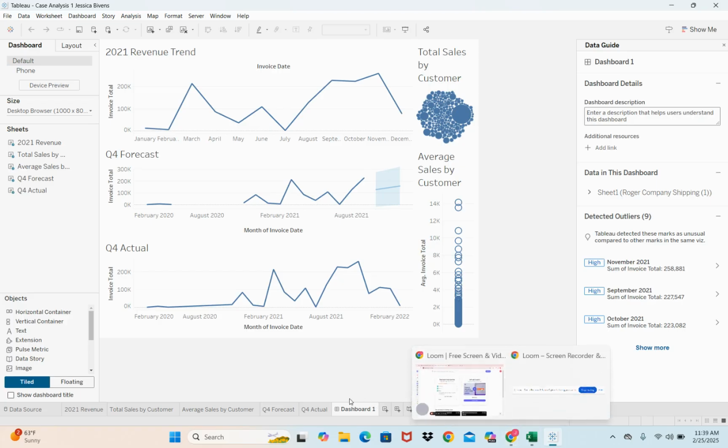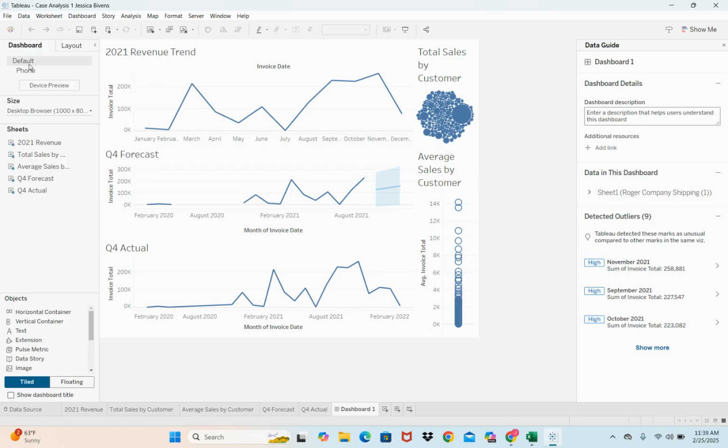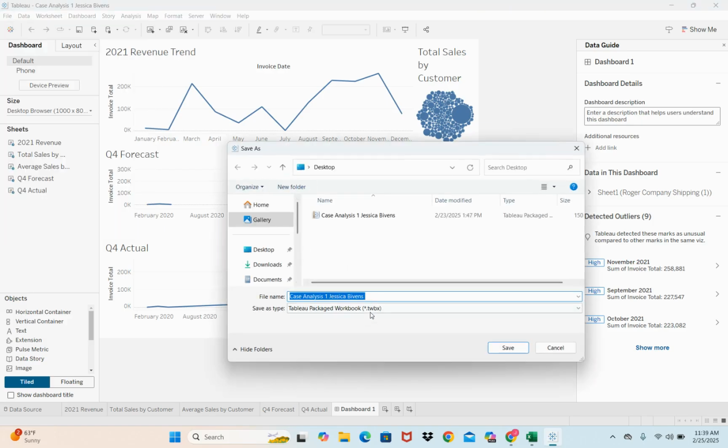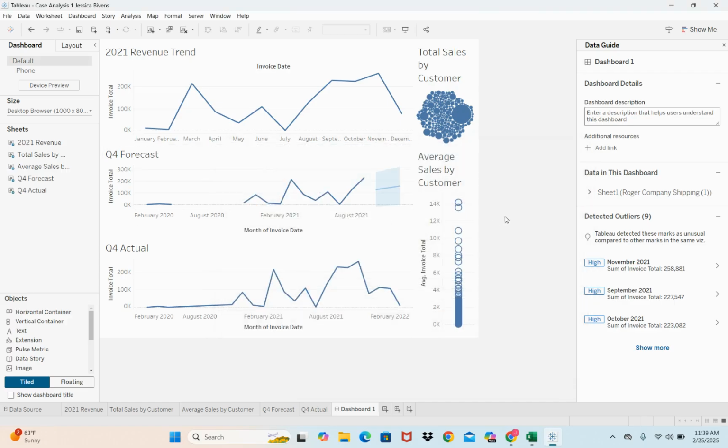So for submission of this assignment, I have saved my Tableau file. It's already saved as the .twbx as instructed. All my results are compiled into a PDF that I will submit with the labeled screenshots, and I recorded this walkthrough video. So I will upload this to YouTube and provide a link for grading.